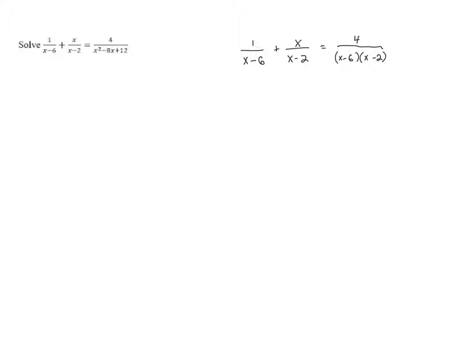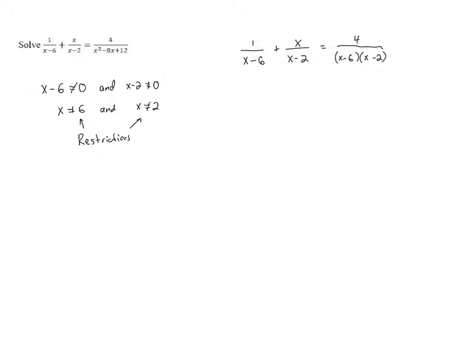We need to start with the restrictions. If we look at the factors in the denominator, we have an x minus 6 and also an x minus 2. So x minus 6 can't be 0, and also x minus 2 can't be 0. If we look at these restrictions, x minus 6 is 0 when x is 6, so x can't be 6. And also x can't be 2. If x is 2, then 2 minus 2 is 0. So here we have two restrictions. x can't be 6, and x can't be 2.